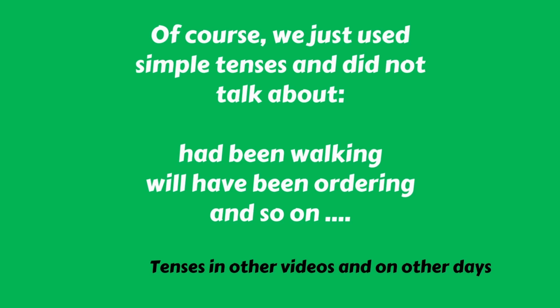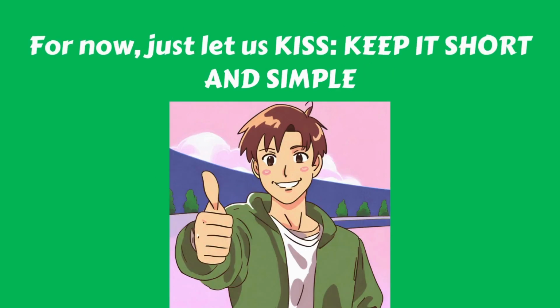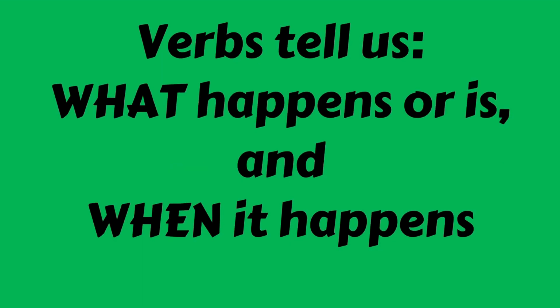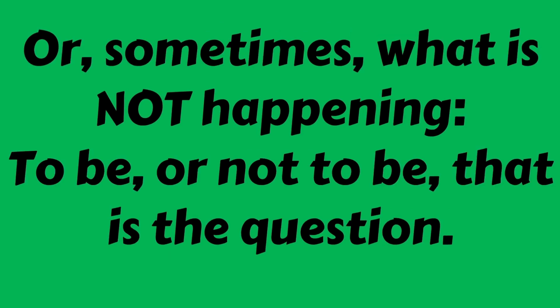For today's video, all we need to know, that is important, is to keep it short and simple. My favorite KISS principle, keep it short and simple. Verbs tell us what happens, and they also tell us when it happens. Very important information that we get from verbs. So verbs are very important, the information that they give us: what happens or is, a statement of being, and when it happens.